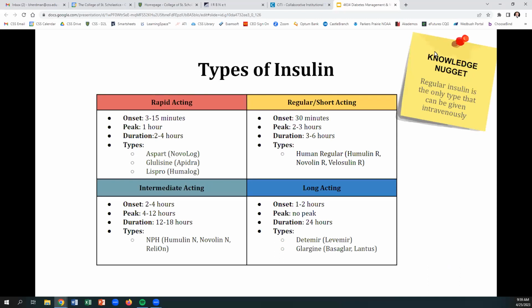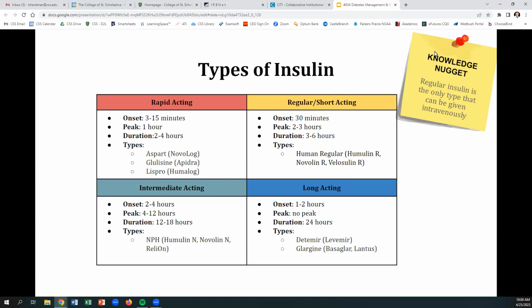There are 4 different types of insulin that are commonly seen in the healthcare setting. There's rapid acting, regular or short acting, intermediate acting, and long acting. I would say the most common of these that you're going to see is probably the rapid acting and the long acting. If you work in a critical care setting, you may also deal with regular insulin as well.